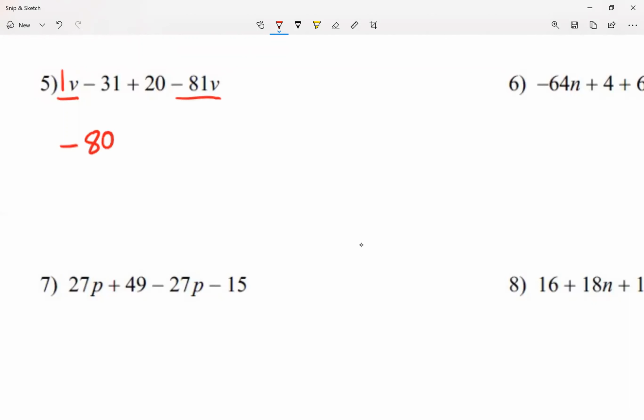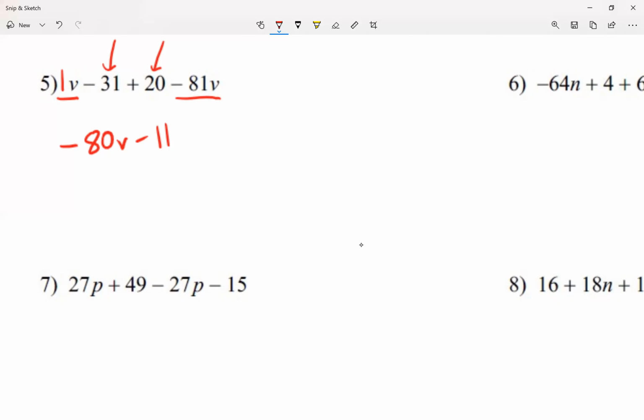So when I was combining those that had a letter, I got negative 80v. Now let me combine those that don't have a letter. I'm looking at this negative 31 and this positive 20. Signs are different, so let me subtract those. I know 31 minus 20, right? When the signs are different, I subtract. 31 minus 20 is 11. The big number is negative, so I'm going to call this minus 11 or negative 11.